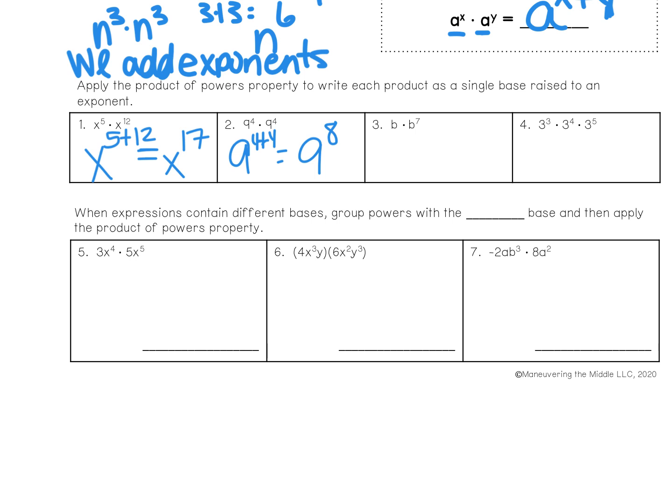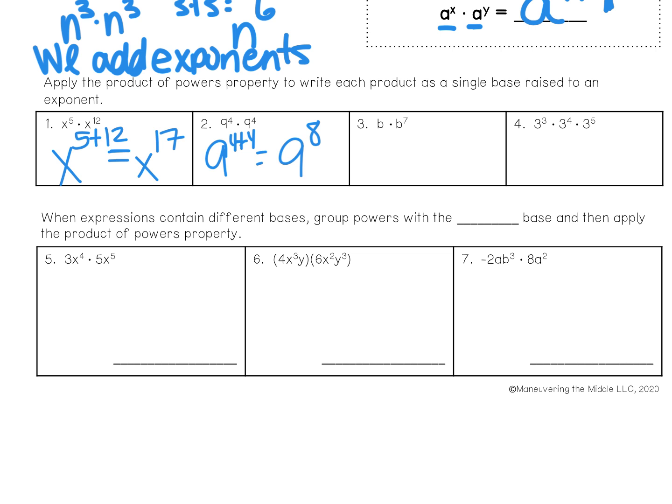Now this b does not have an exponent on it right now. This is a 1, right? So if there is no exponent, it's an invisible 1. So this becomes b to the 1 plus 7. So b to the 8th.